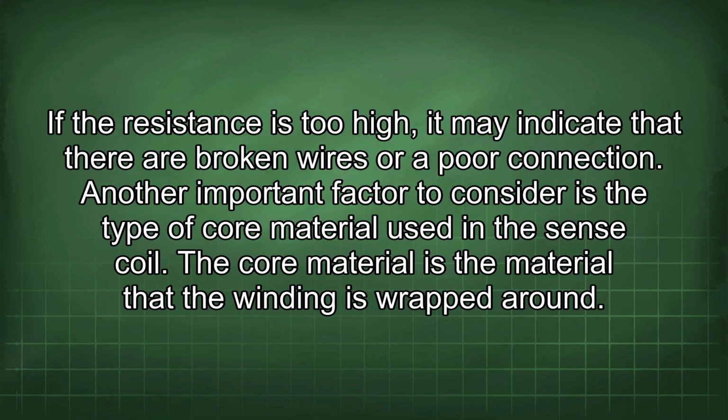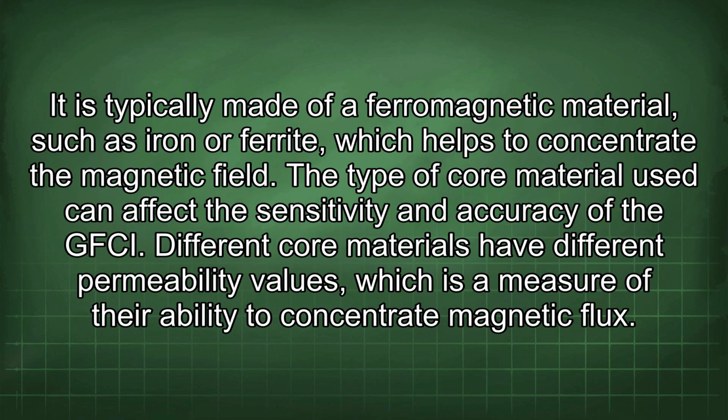Another important factor to consider is the type of core material used in the sense coil. The core material is the material that the winding is wrapped around. It is typically made of a ferromagnetic material, such as iron or ferrite, which helps to concentrate the magnetic field. The type of core material used can affect the sensitivity and accuracy of the GFCI.